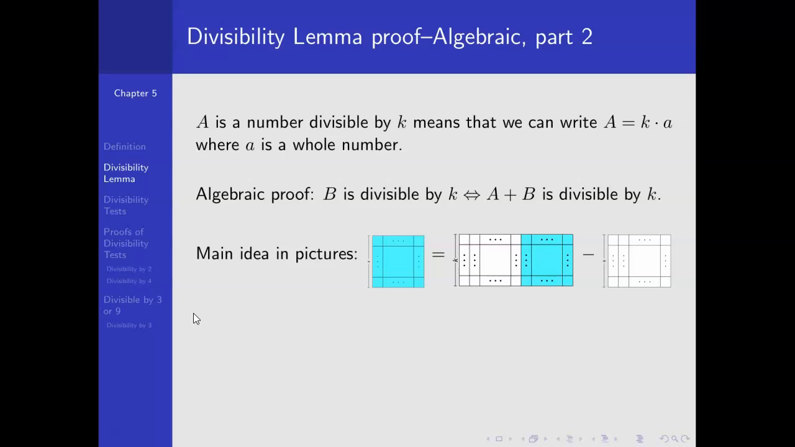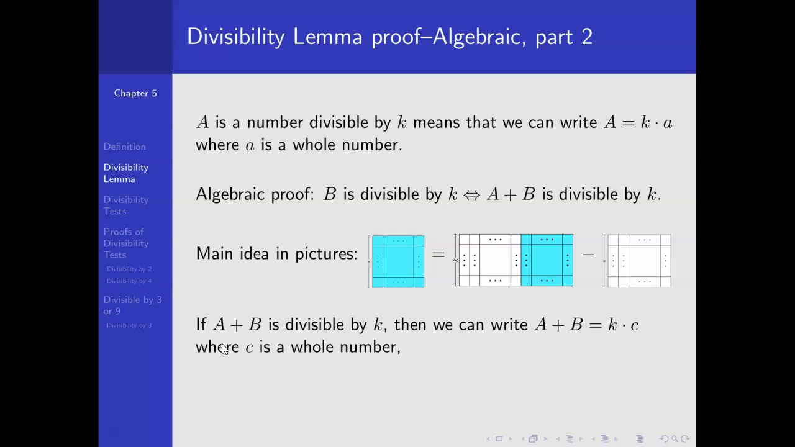So in terms of the algebra, we need to be able to say what it means for a plus b to be divisible by k, and then we're going to get b by itself by subtracting a off of a plus b. If a plus b is divisible by k, that means we can write a plus b as a multiple of k. In other words, we have k times some whole number, c. And this time we don't have a nice, cute little representation like little a plus little b we had last time. We just know that capital A plus capital B is some multiple of k.